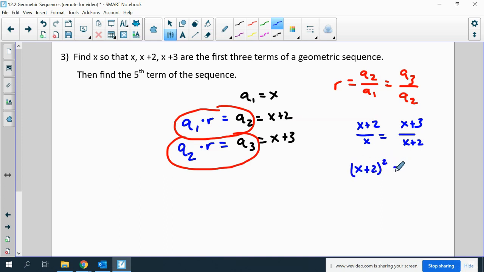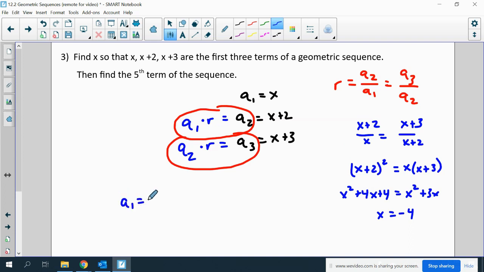multiply using a method that is commonly called cross multiplying. So I end up with x plus 2 squared equals x times x plus 3. X plus 2 squared is x squared plus 4x plus 4. X times x plus 3 is x squared plus 3x. Now I'm going to subtract some things. So x squareds go away. Subtract 3x. And subtract 4. I get x equals negative 4.